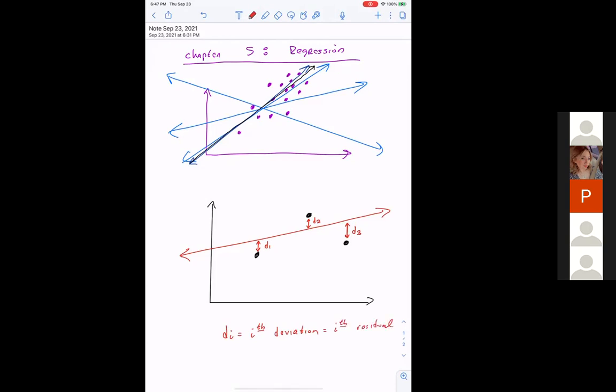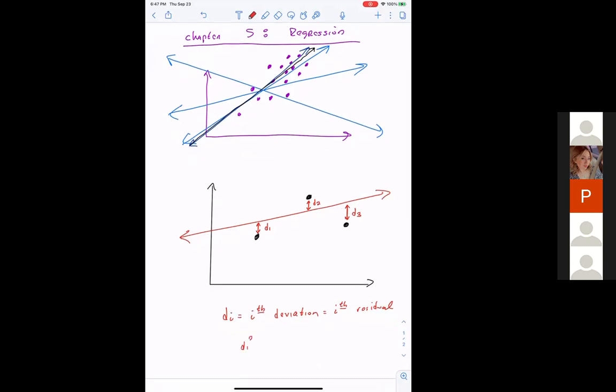So I have the first residual, the second residual, and the third residual, which by the way is defined as, well, actually let's leave that for later. But for now, it's just this vertical distance. And what I'm going to compute is D1 squared plus D2 squared plus D3 squared. I'm going to square my deviations, my residuals, and then add them all together. When I do that, I get a number, right? That's just some number, correct?